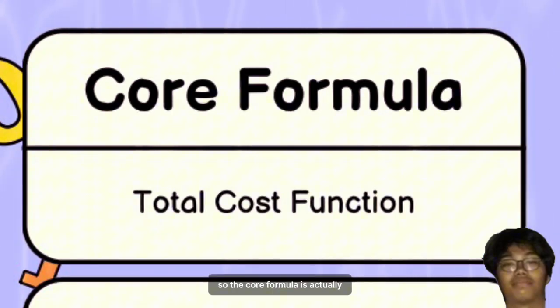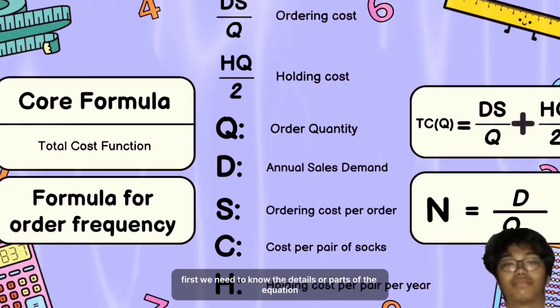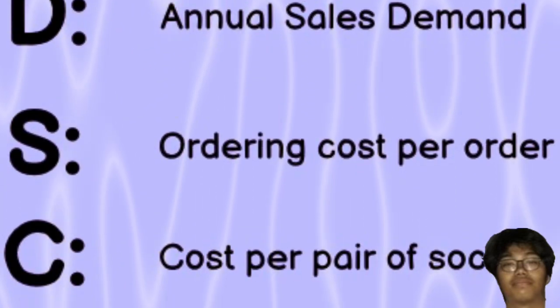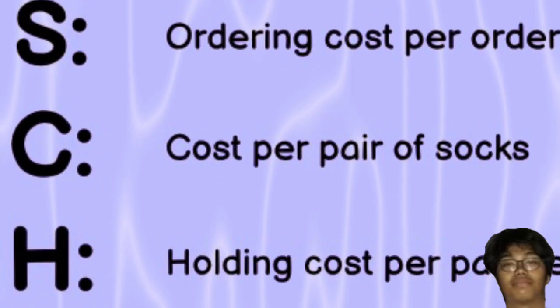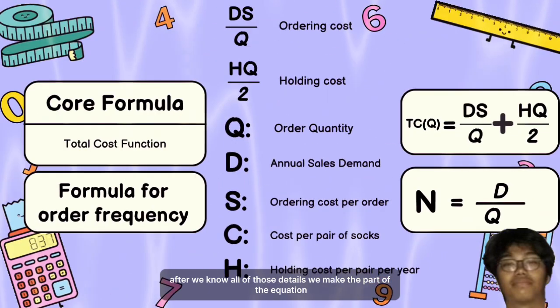So the core formula, the main equation, is the total cost function. First, we need to know the parts of the equation. Q is order quantity, D is annual sales demand, S is ordering cost per order, C is cost per pair of socks, H is holding cost per pair per year.